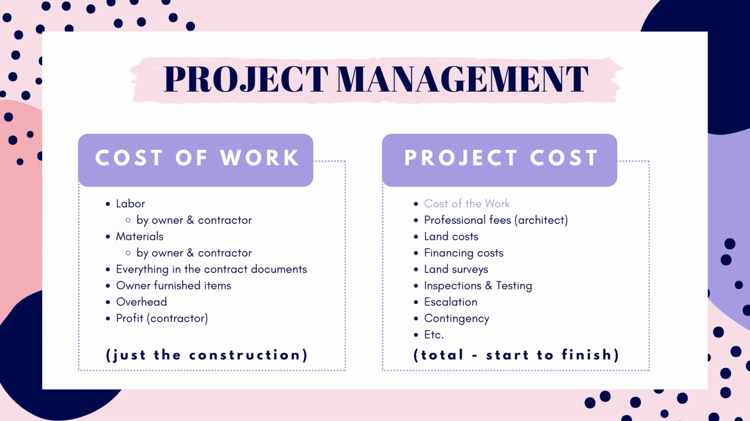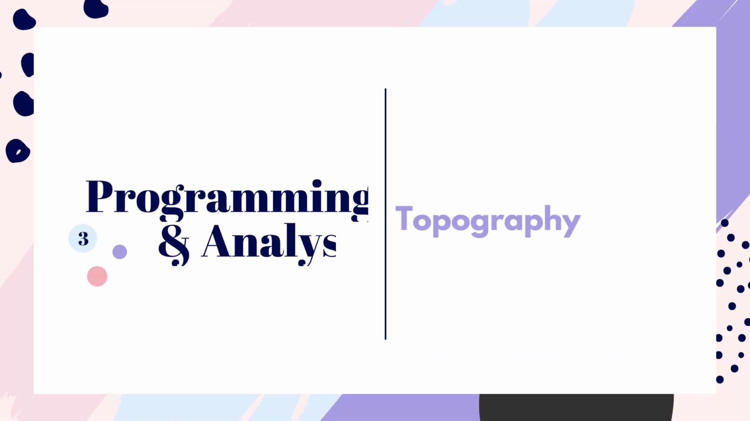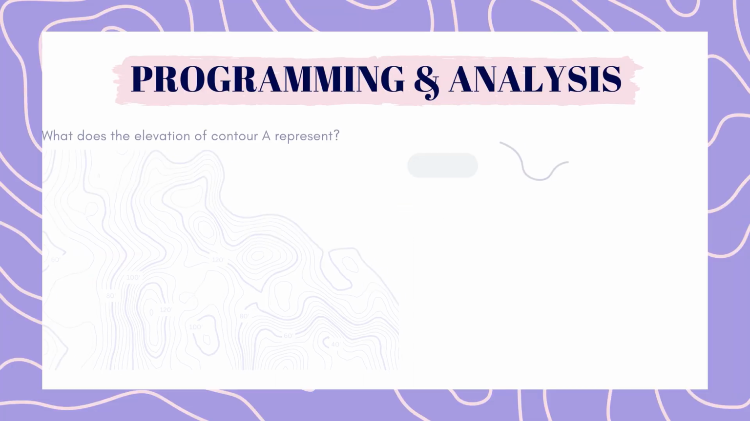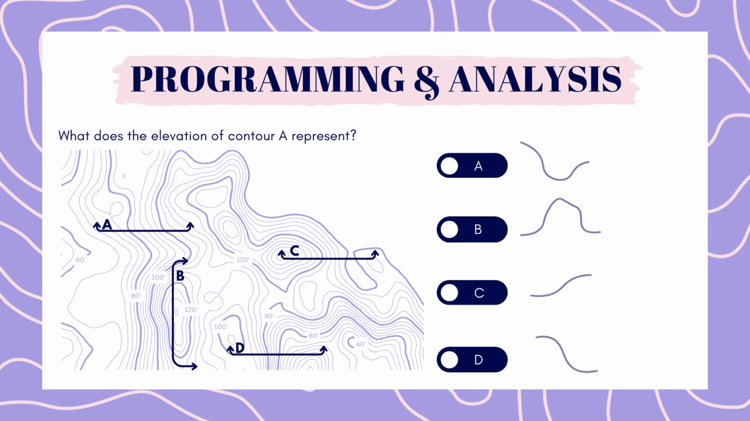Remember, project cost is everything, start to finish, which includes the cost of the work. Now on to programming and analysis. What does the elevation of contour A represent? I am so sorry for my rough Illustrator elevations, but I promise they somewhat represent what they're supposed to, so bear with me. Elevation A, B, C, or D?